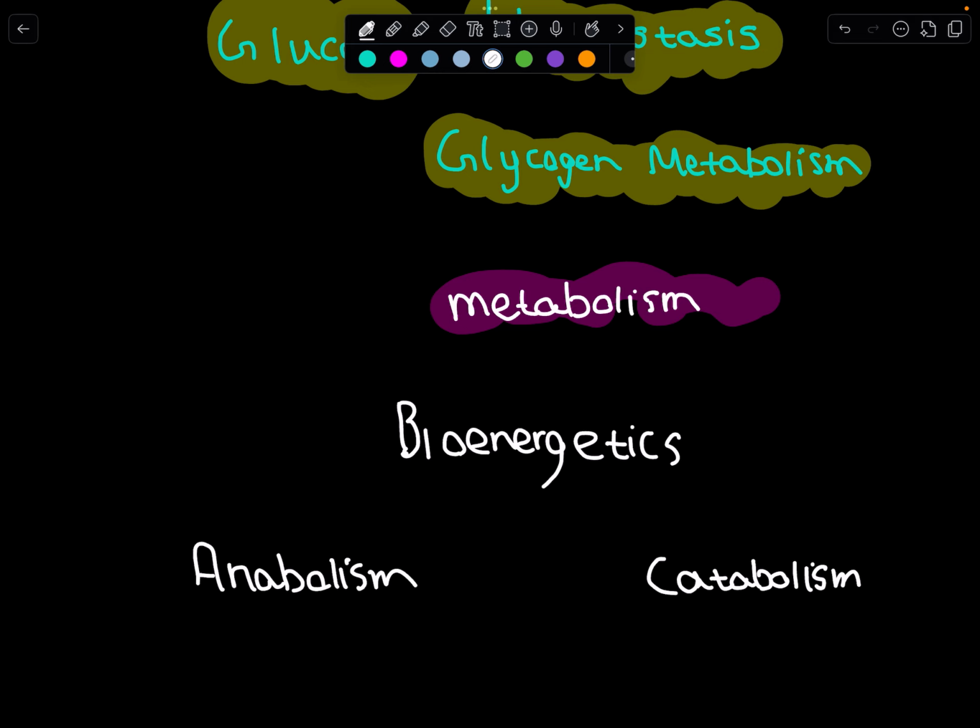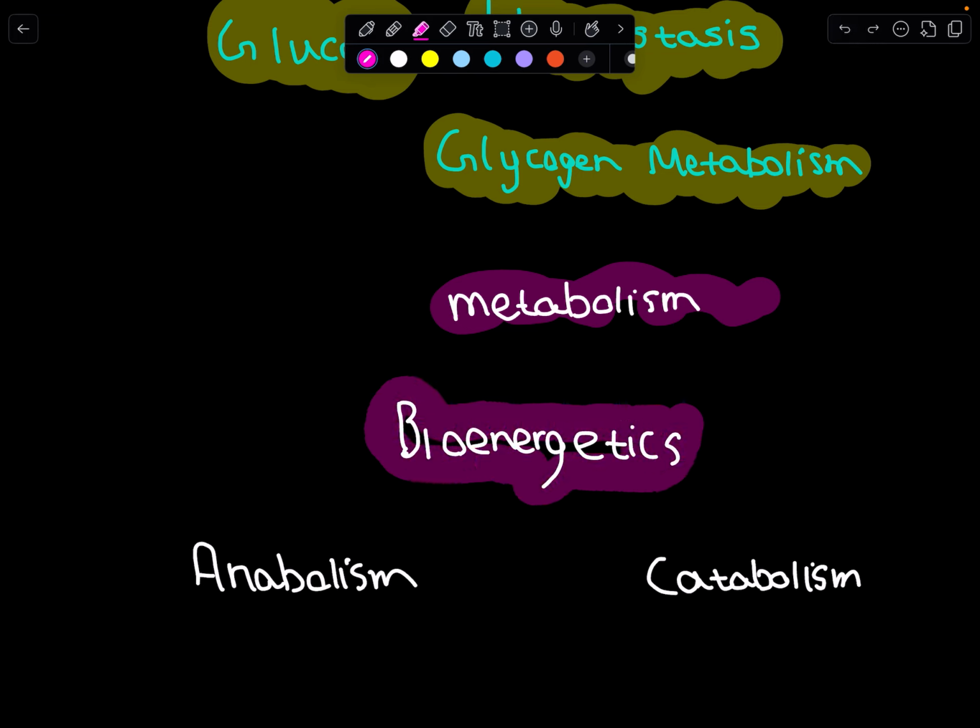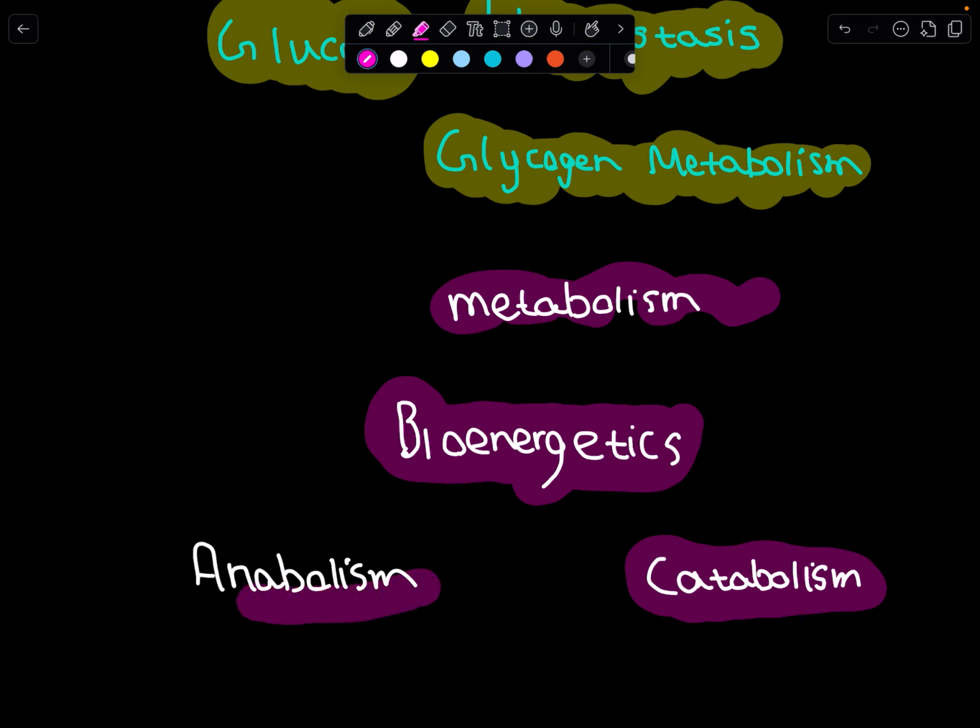Think of it as the cell's energy budget. Anabolism is the part of metabolism where cells build complex molecules from simpler ones. It's like construction work. Think protein synthesis or making DNA. It requires energy, usually from ATP, to put those building blocks together. Catabolism is the opposite. It's the breakdown of complex molecules, like glucose in glycolysis, into simpler ones, releasing energy.